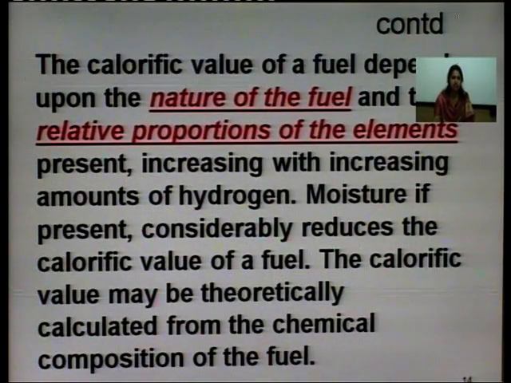So, on which factors does the calorific value depend? It depends on the nature of the fuel and upon the relative proportion of the elements. If the proportion of an element like hydrogen is increasing, then the calorific value is also increasing. But if moisture is present in the fuel, then the calorific value decreases. So, the calorific value can be calculated from the chemical composition of the fuel.